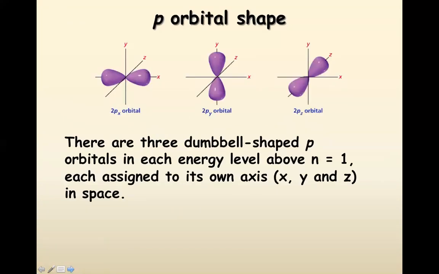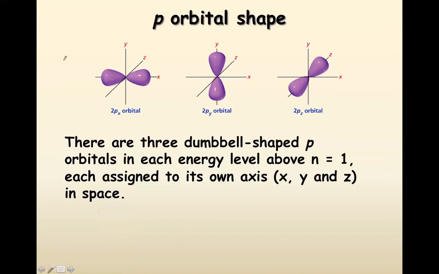P orbitals have kind of a different shape. They look like really two balloons that are tied end to end. There are 3 p orbitals per energy level. Now, if I didn't say how many orbitals there were on the s orbital, there's only one s orbital per energy level.